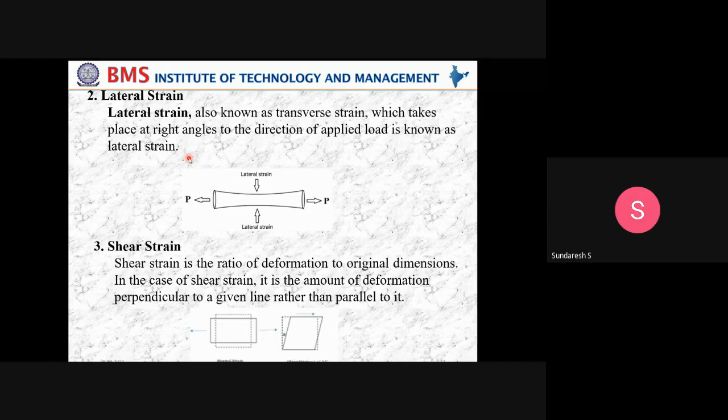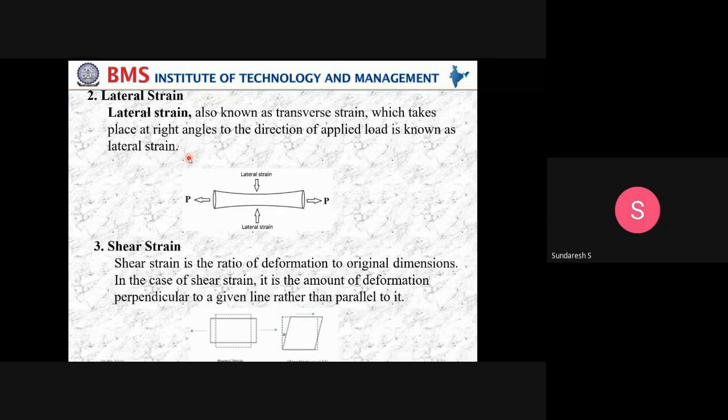The direction in which the force acts, we call a longitudinal direction or axial direction. And if it is perpendicular to the axis, we call it a lateral direction. Okay. So when a member is subjected to a normal load or an axial load, the member is going to experience deformation both longitudinally as well as laterally.